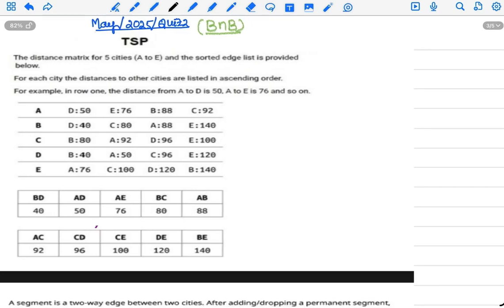So here in the question, the distance matrix for 5 cities A to E and the sorted edge list are provided below. This is the sorted edge list. For each city, the distances to other cities are listed in ascending order. So that is the edge list from A to D, A to E, A to B and A to C, the distances from A to D, E, B, C. So this is the ascending order list.